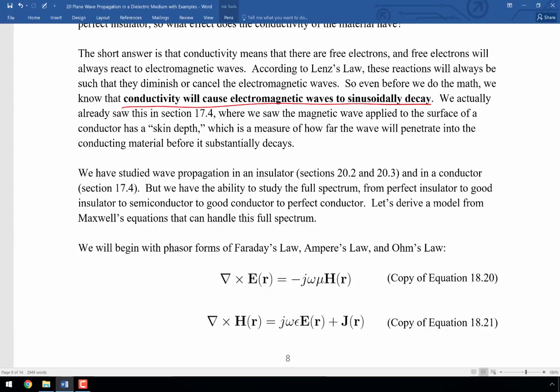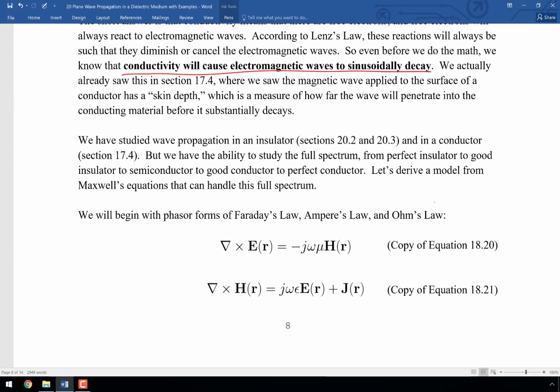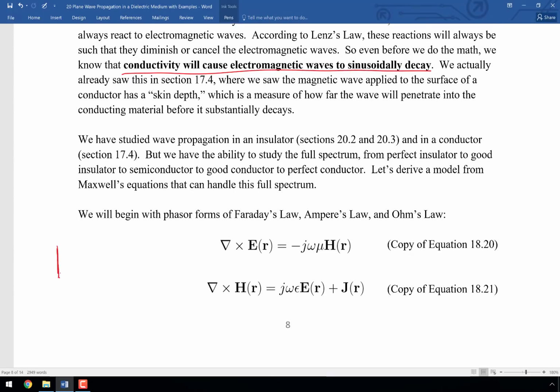That was when we figured out why you can't cook a frozen turkey in a microwave oven. We have studied wave propagation in the insulator. That's the last two sections that we just finished talking about. And we talked about them in a conductor. That was section 17.4.